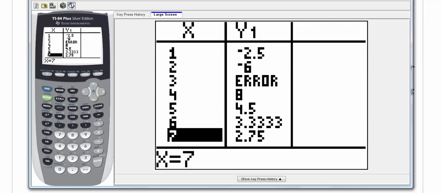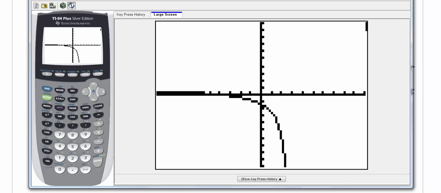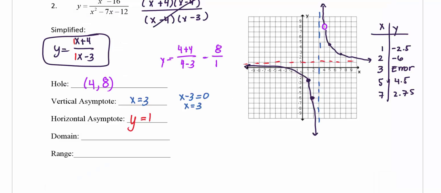And remember, you can always go to your graph and make sure yours looks okay. Oops, not a good zoom. I'm going to go zoom 6. And it looks like we did do a good job. So for our domain, I've got all real numbers. X cannot be 3 because of the vertical asymptote, and X cannot be 4 because of the hole. Similarly, the range is all real numbers except for, at my horizontal asymptote, Y cannot be 1, and because of my hole, Y cannot be 8.